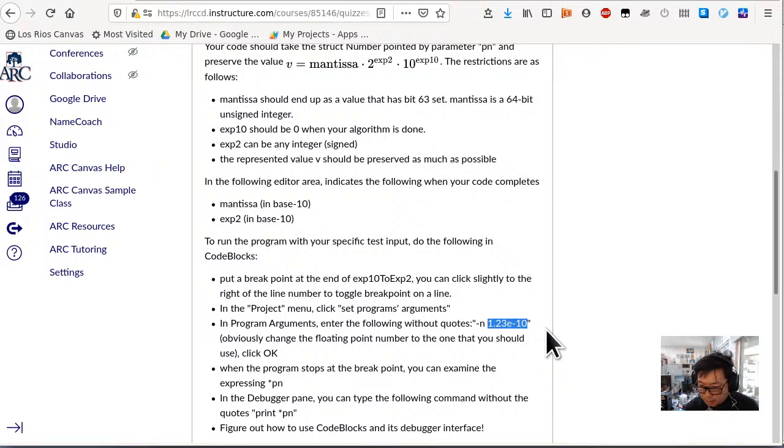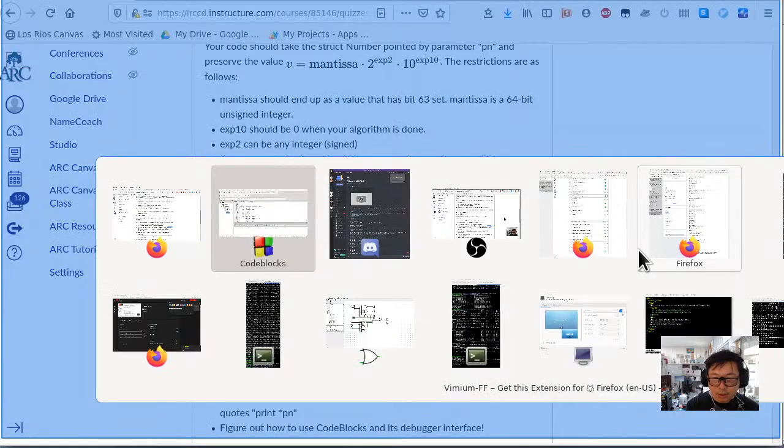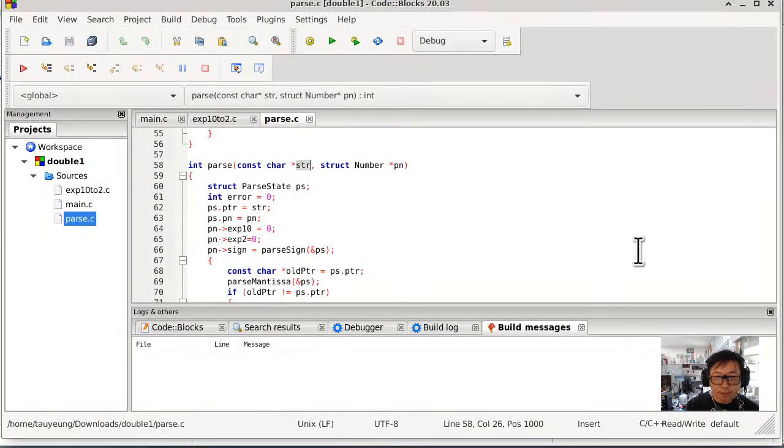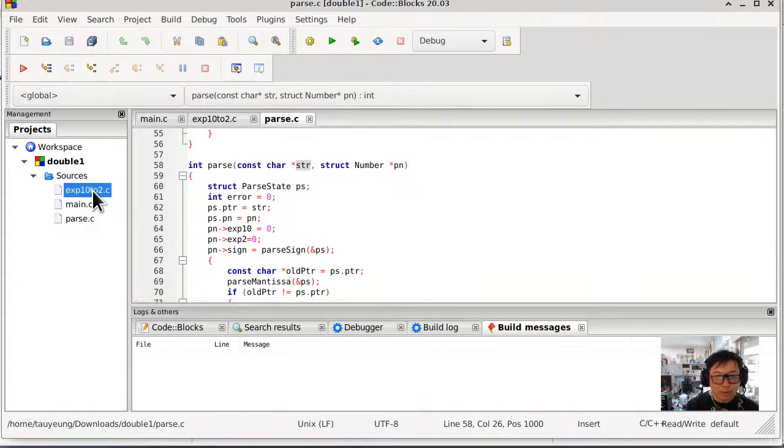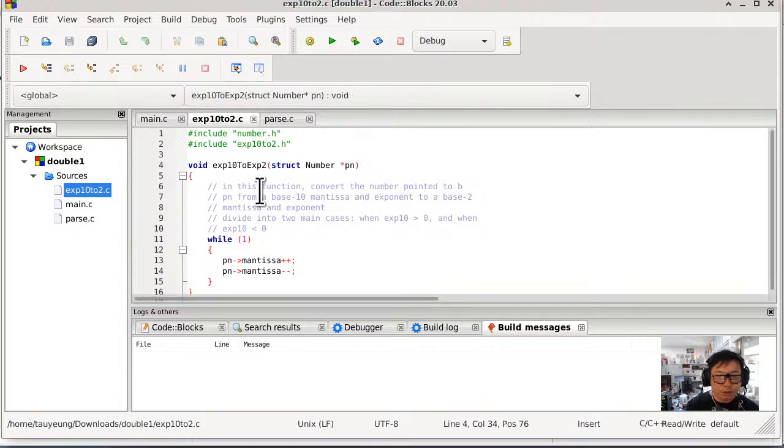So all right, so there are no questions. Now we can continue to talk about how do we get this done, from two different perspectives. The first perspective is from the code blocks perspective, okay? Where do I put my code? Your code is going into exp1022.c, and there's only one function over here, which is this function here.